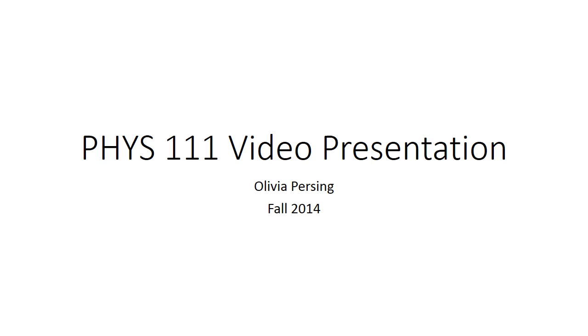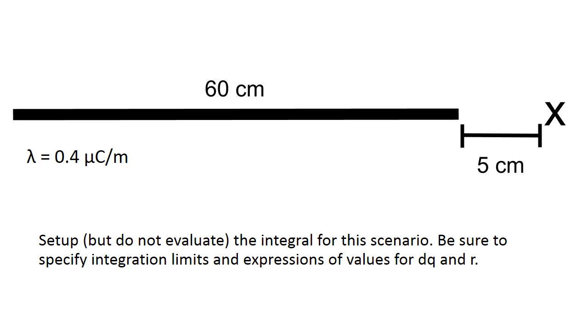I chose a problem from the second unit exam, question 3, part D, which related to the unit goal of being able to use integration to determine the electric field due to a finite length line. So the question says, set up but do not evaluate the integral for this scenario. Be sure to specify integration limits and expressions of values for dq and r.